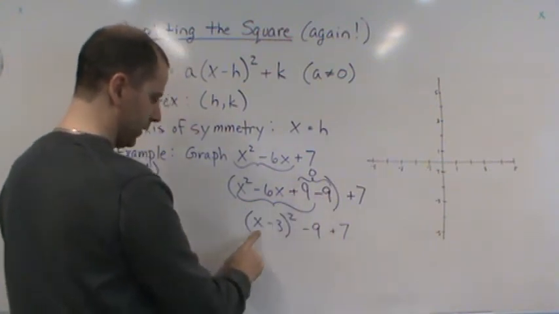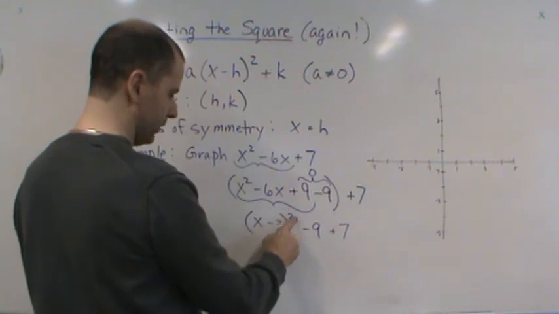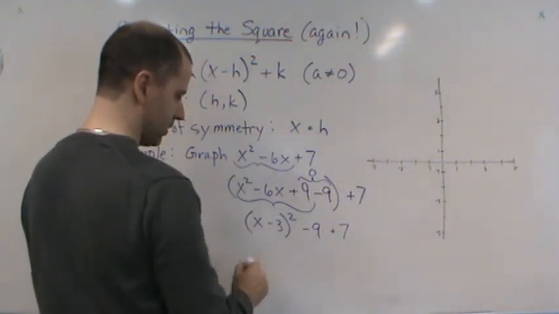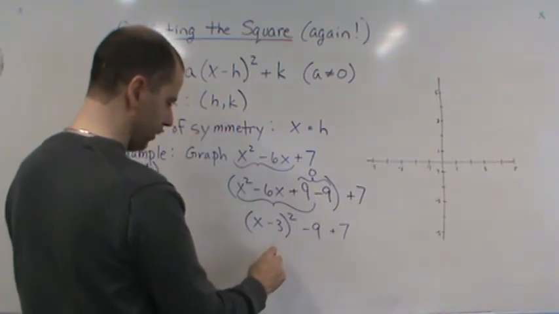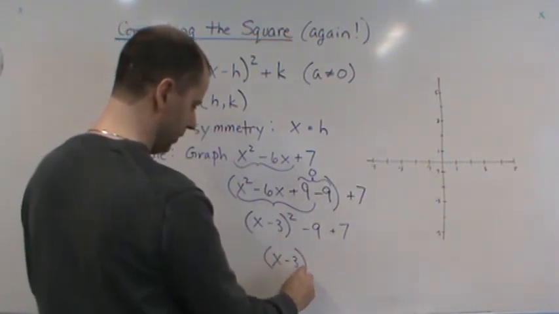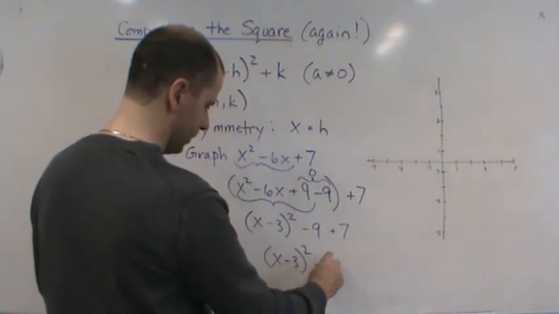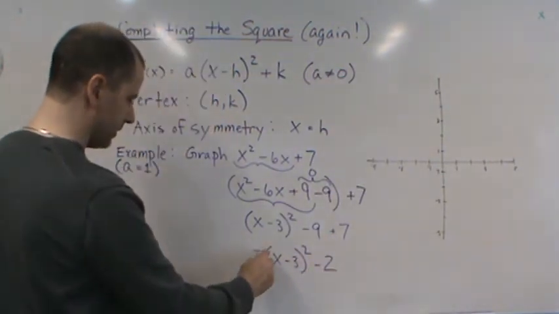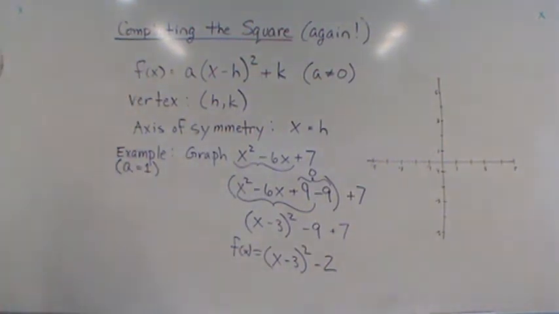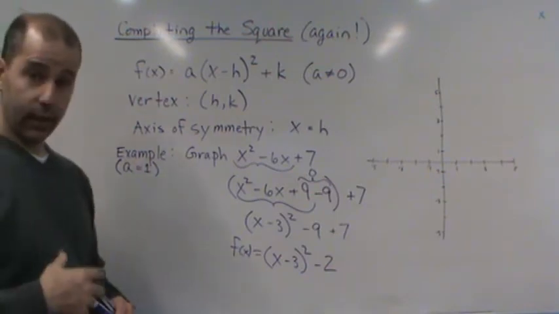And so now this becomes x minus 3 quantity squared, and I have this minus 9, and I have this plus 7. And so my final expression becomes what? x minus 3 squared minus 2. And so now this is my function. And so now immediately I know important information.